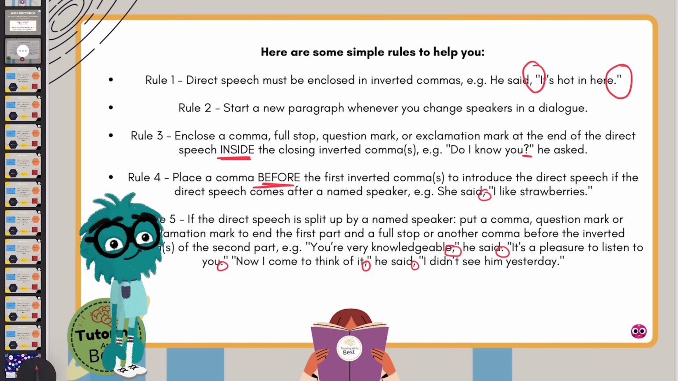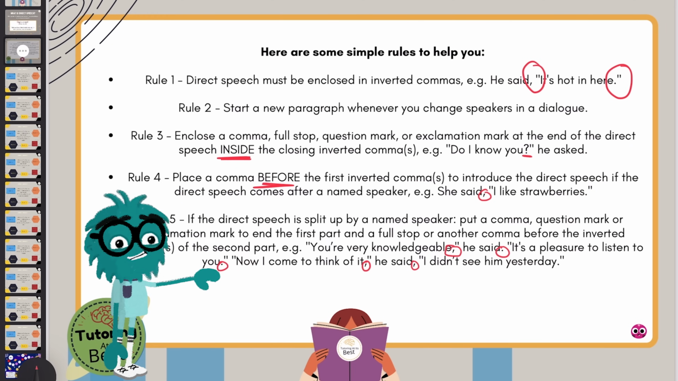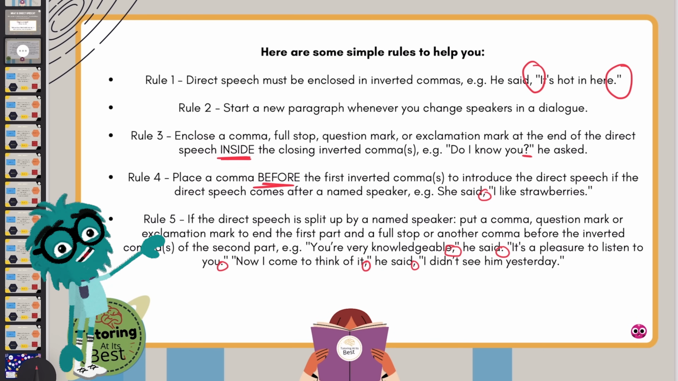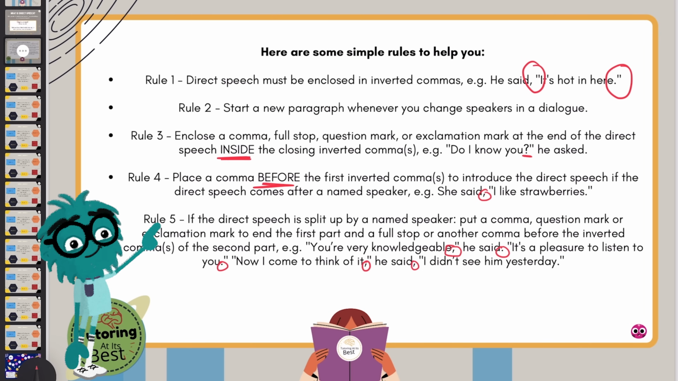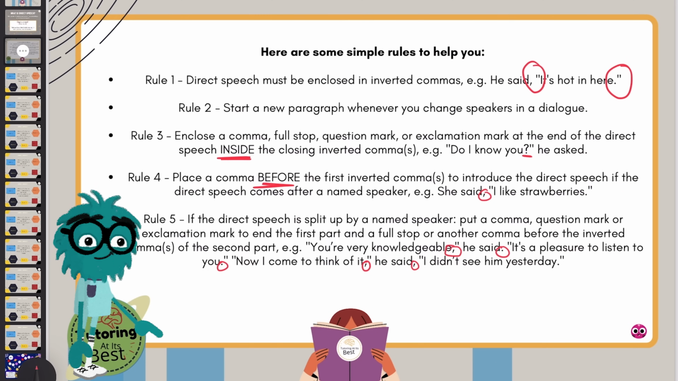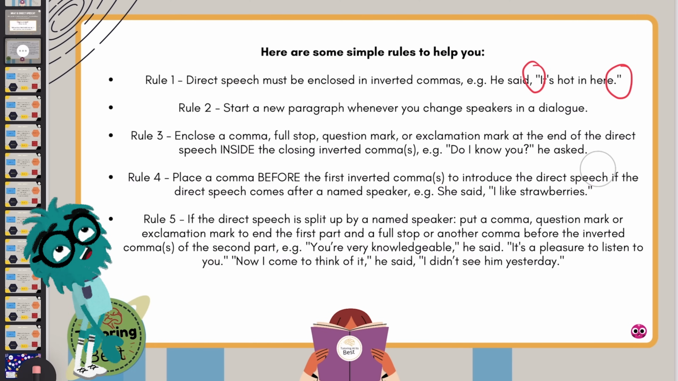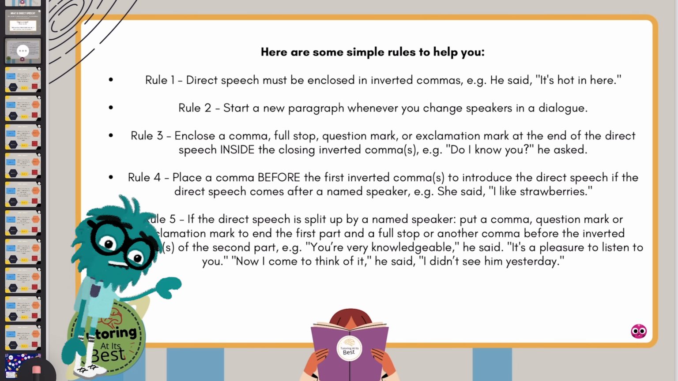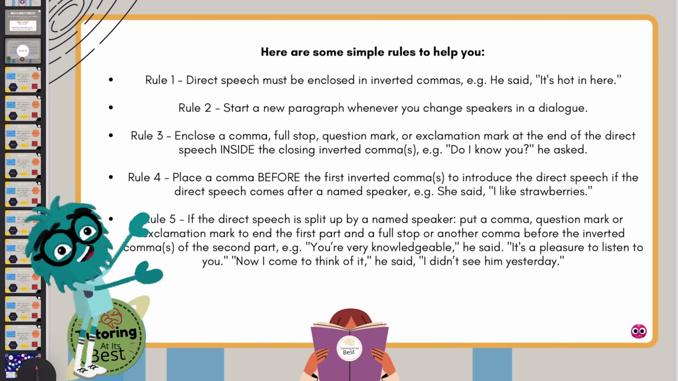So I hope you can see the simple rules that will help you to understand direct speech in a bit more detail. Now remember, this does take practice, so don't expect yourself to pick it up in one go. Repetition is key here. And if you wish, please take a screenshot of this. I will take out my annotations, but please do take a screenshot because you will need this for the questions to come. So with that being said, let's go.